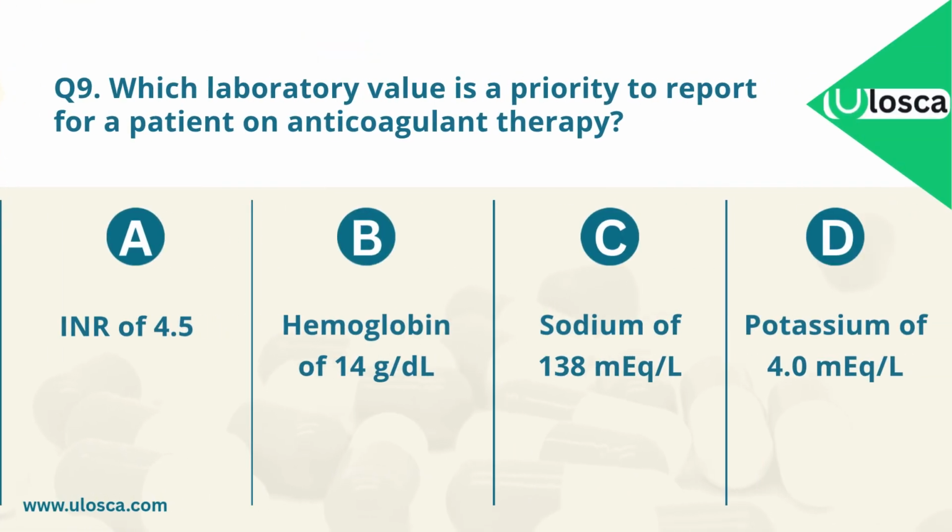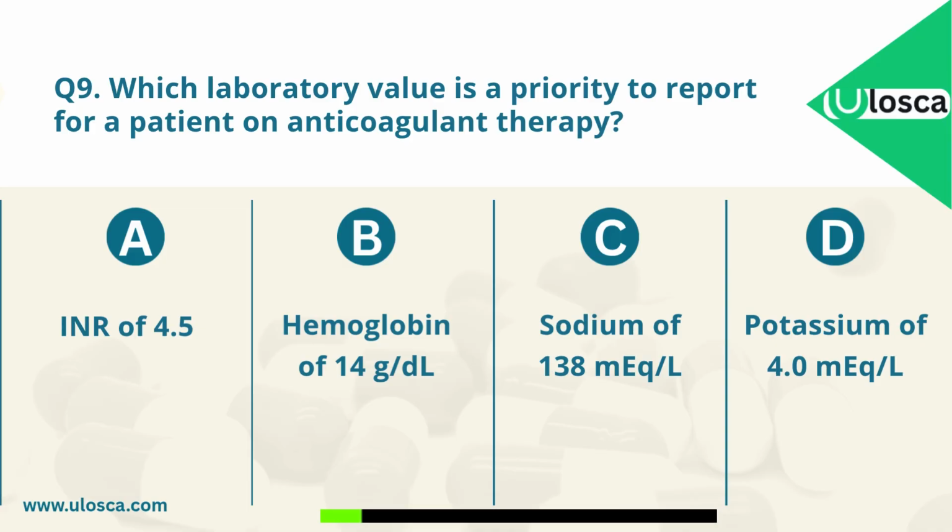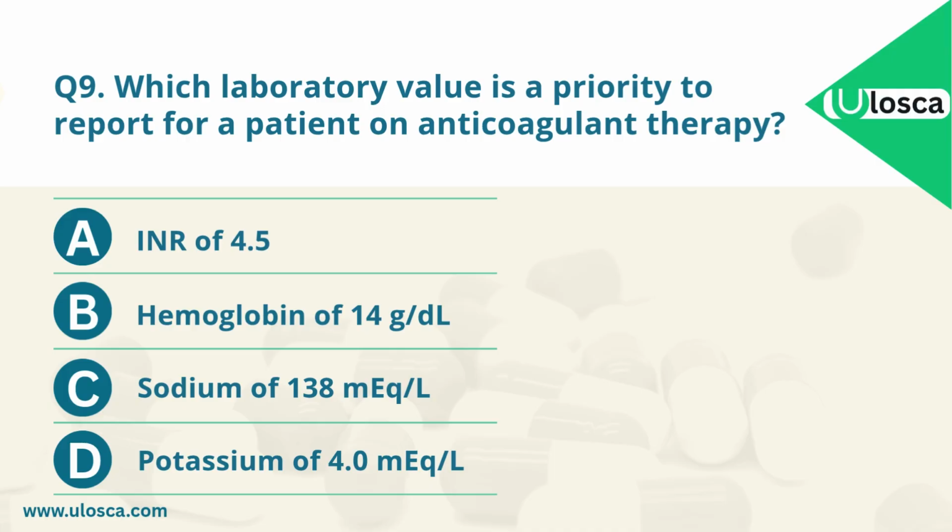Question 9. Which laboratory value is a priority to report for a patient on anticoagulant therapy? A. INR of 4.5. B. Hemoglobin of 14 g/dL. C. Sodium of 138 mEq/L. D. Potassium of 4.0 mEq/L. Which one is the correct answer? The correct answer is A. INR of 4.5.